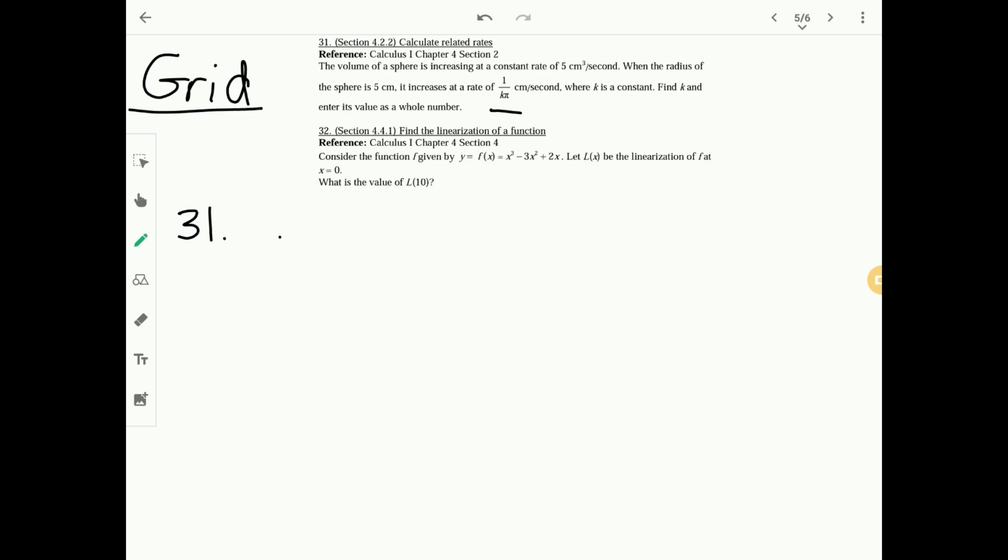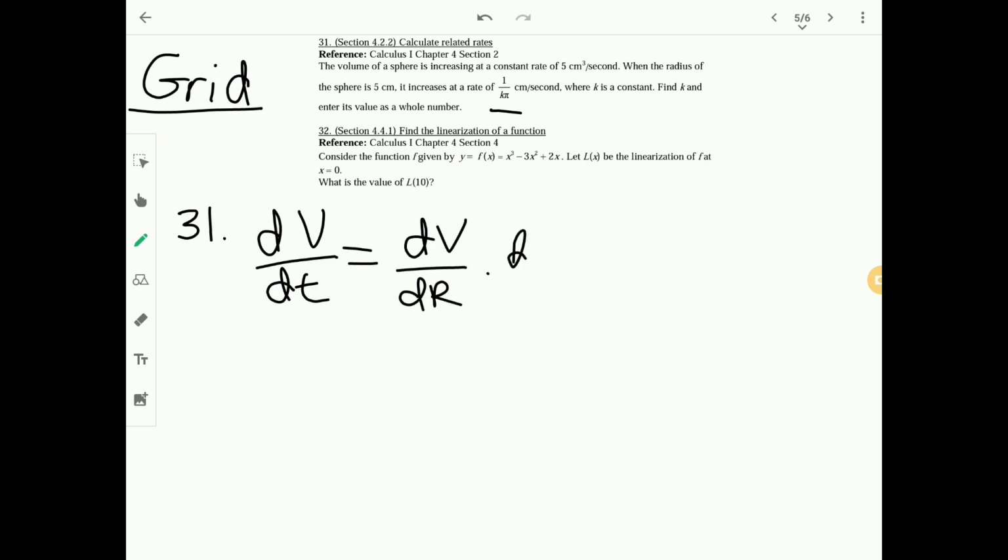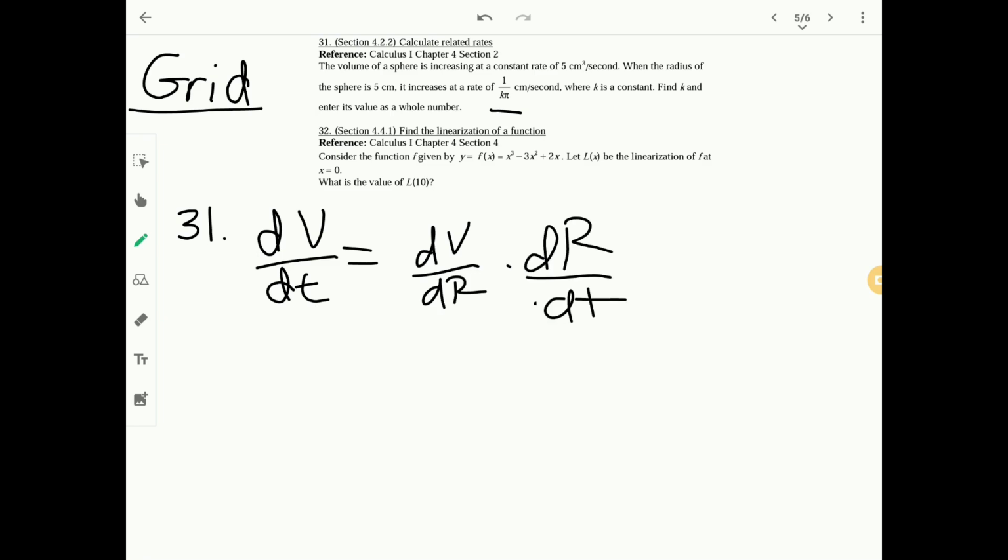So in this question, basically dV over dt is equal to dV over dr times dr over dt. It's equivalent because this cancels. Let me just fix this. dV over dr times dr over dt, right? We have dV over dt, the rate of change of the volume. It's constant. dV over dr.